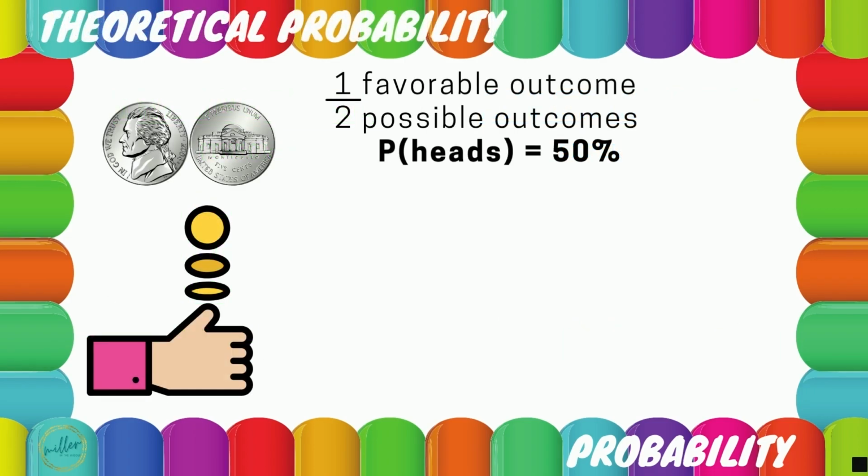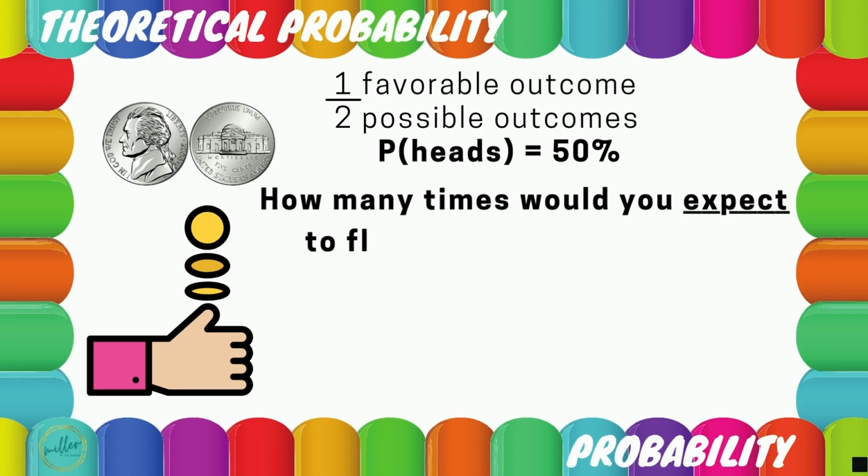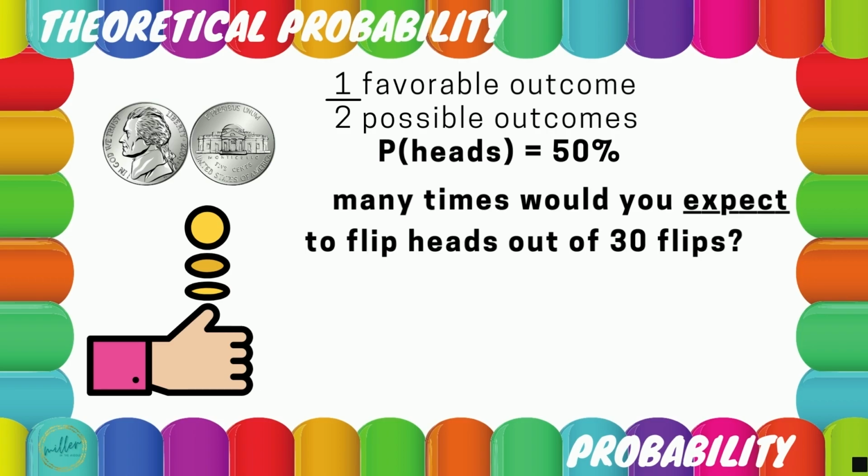Let's look at theoretical probability of flipping a coin. So we want to find the theoretical probability of flipping a coin and getting heads. Well, we know that the probability of flipping a coin and getting heads is 1 out of 2, or 50%. But how many times would you expect to flip heads out of 30 flips? So for theoretical probability, we're taking the actual probability and predicting how many times we think we'll get a certain outcome. So we're going to use the probability that we figured out earlier, the 1/2 and also the 50%.